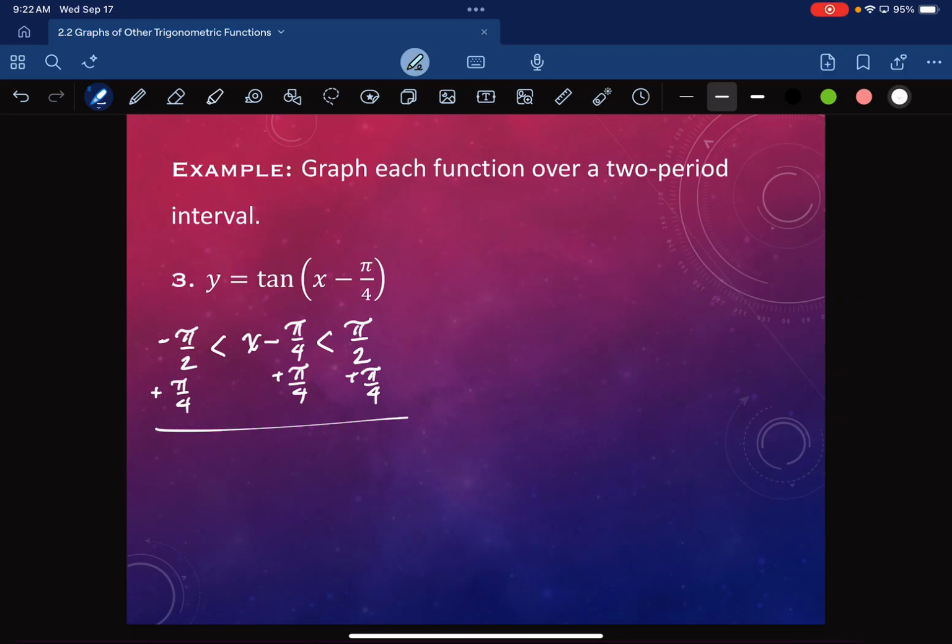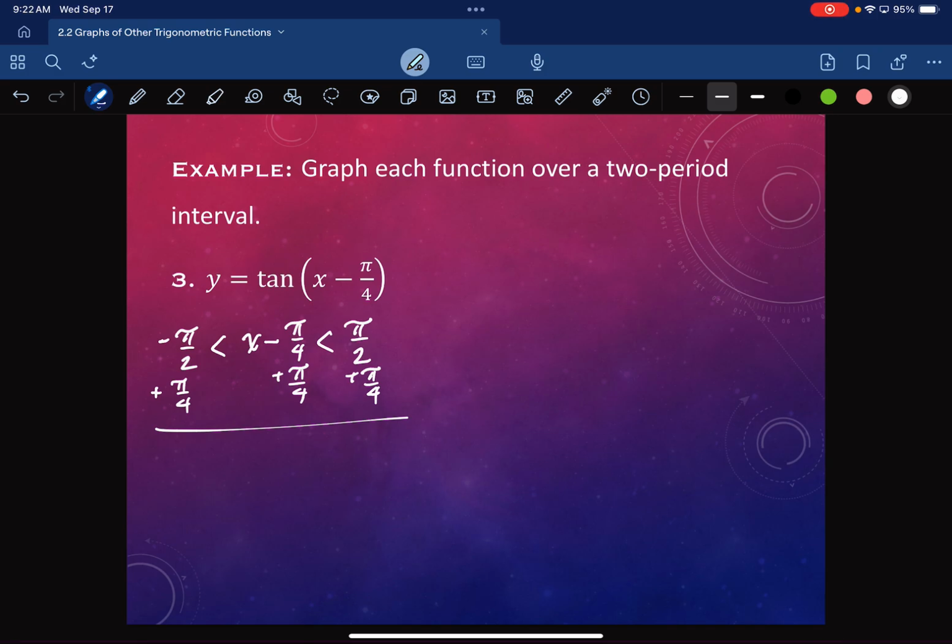Jess, do you have a question, Braden? Is the left and right side always plus or minus pi over 2? It is for tangent. Yeah, so it's always negative pi over 2 and positive pi over 2 for tangent. When we're working with cotangent, it's 0 and pi. Yeah. Okay, any other questions?